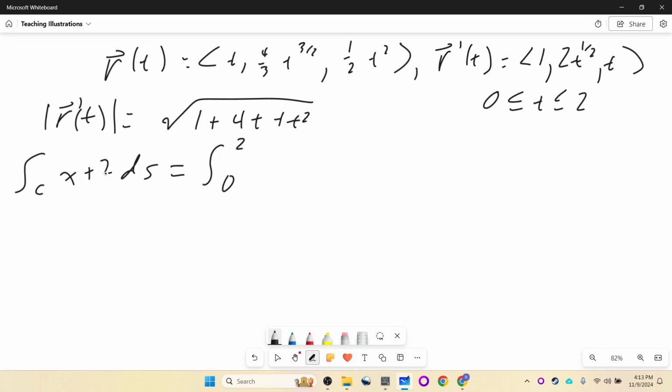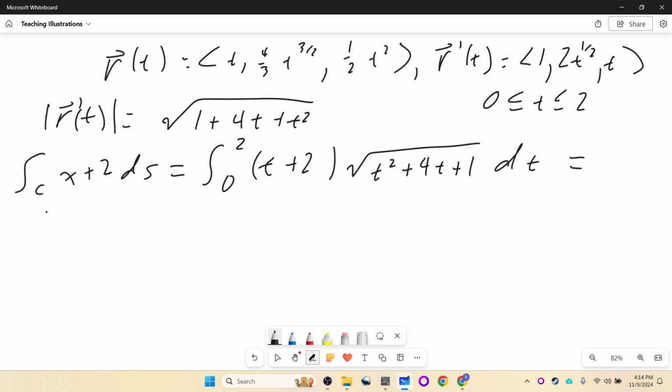All right, so x and t are the same thing here. So it becomes t plus 2 square root of t squared plus 4t plus 1 dt. Now this one could be tricky if you didn't notice that this is a perfect square. So keep an eye out for that when you see stuff in a square root. If anything can come out, in this case, the whole thing can come out.